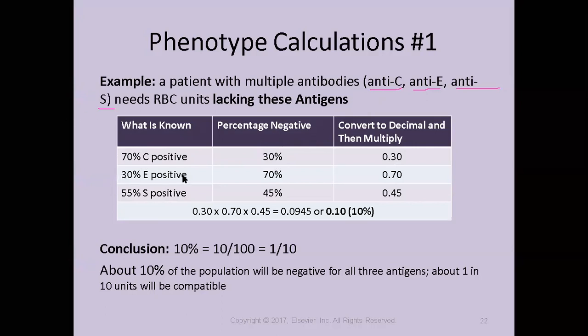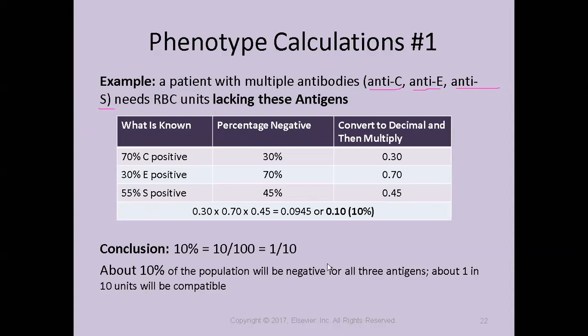When we look at the big E antigen, we know that only 30% of the population has big E. So that means 70% of the population is negative for E antigen, and that would be 0.7 if we convert to a decimal. Lastly, when we're looking at big S, we know 55% of the population has big S. That means 45% is negative, and converted to a decimal, it's 0.45. Remember, we're looking for units that lack each one of these, so that our patient doesn't have a transfusion reaction.